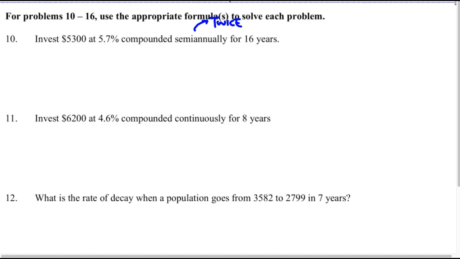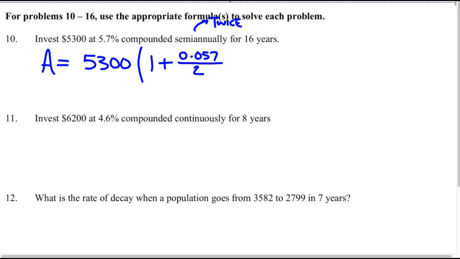So we're investing $5,300. So the amount after we compound interest is going to be equal to the $5,300, the P we invested, times 1 plus 0.057 over 2, since semi-annually is 2 times a year. For 16 years, that's going to be 2 times 16, so it's going to compound 32 times. Okay, and then I put that in my calculator, and I come up with $13,026.07.